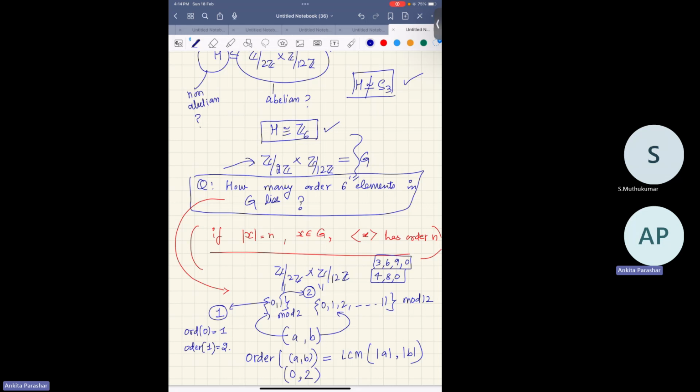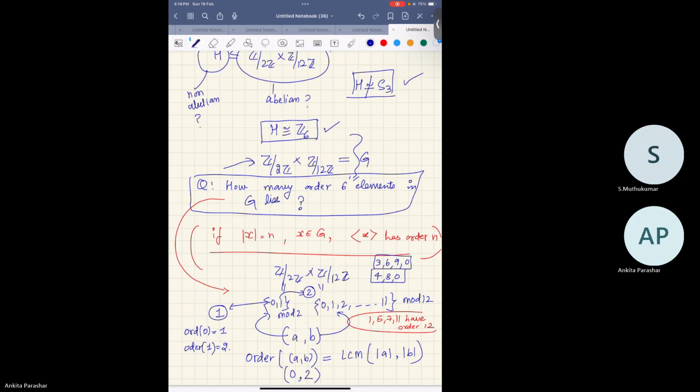You need order 6. Order 3 is not there, 4 is not there, 5 is co-prime to 12. So those are co-prime, they have order 12, right? So let me write: 1, 5, 7, 11 have order 12. Now what are the things left?